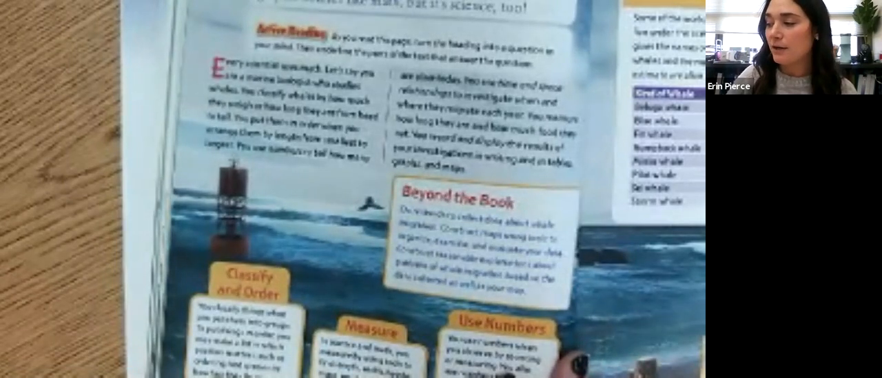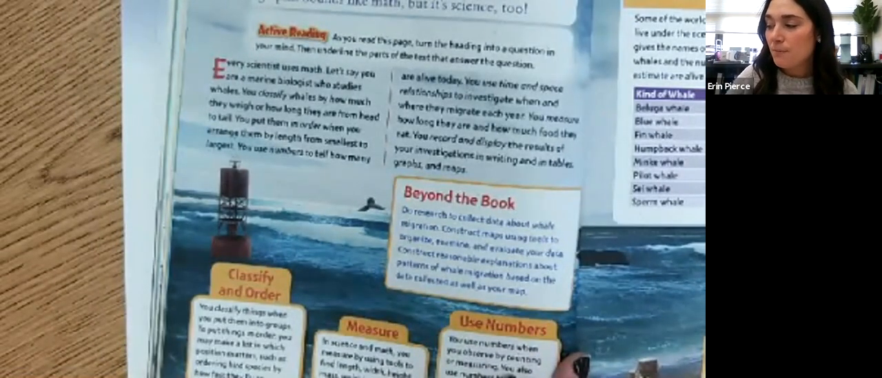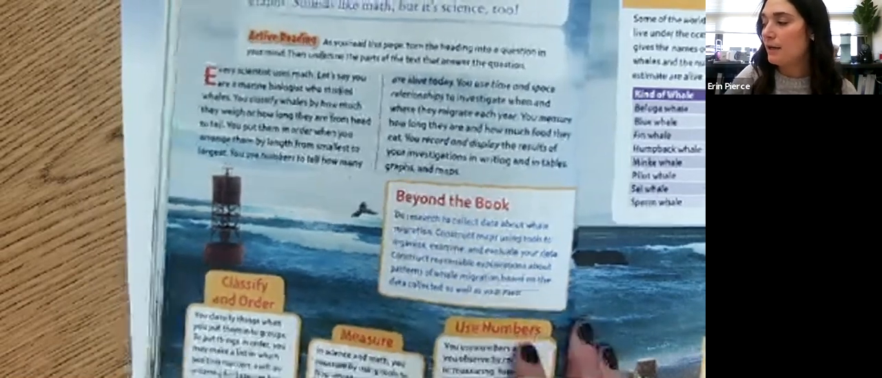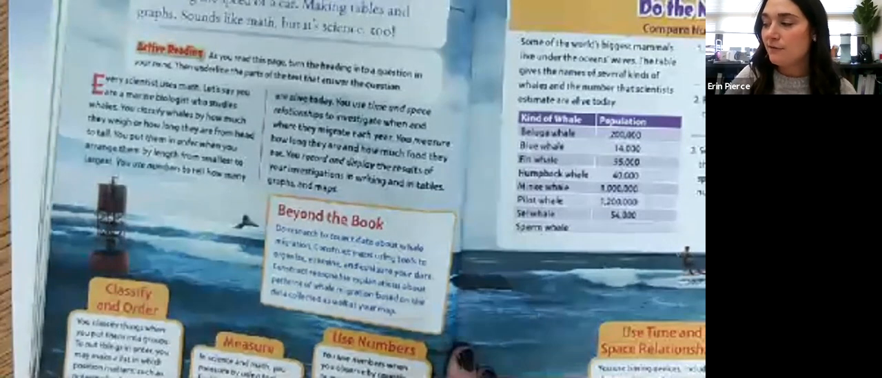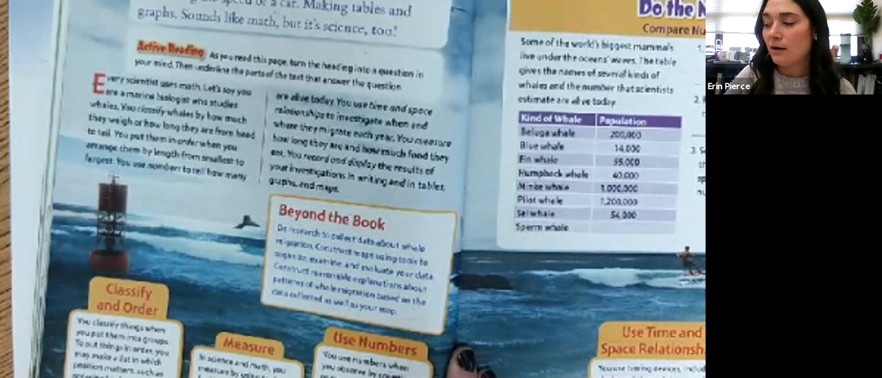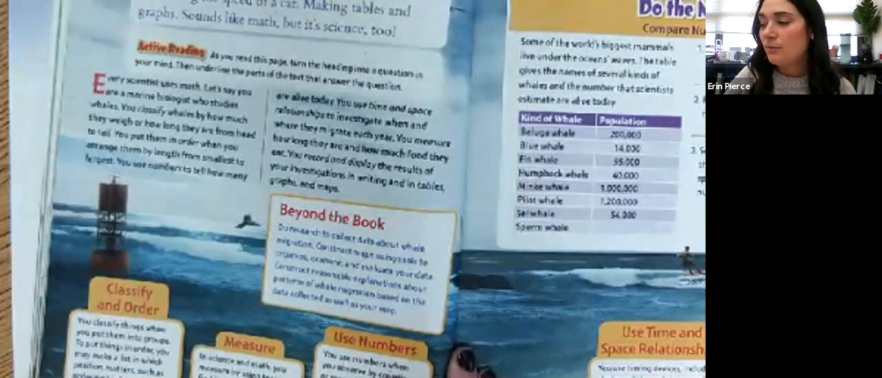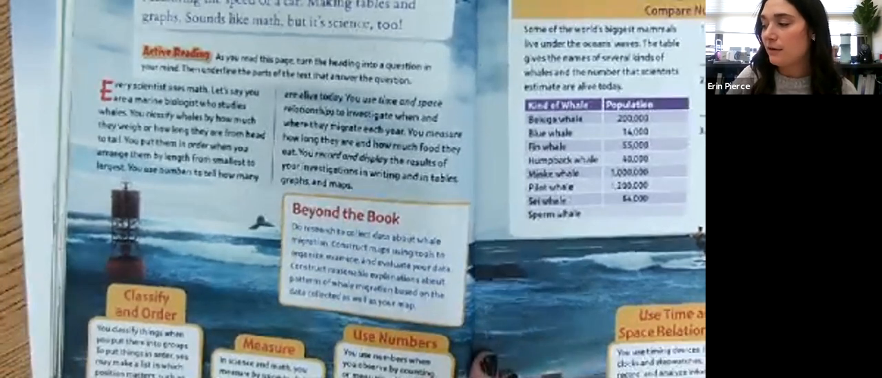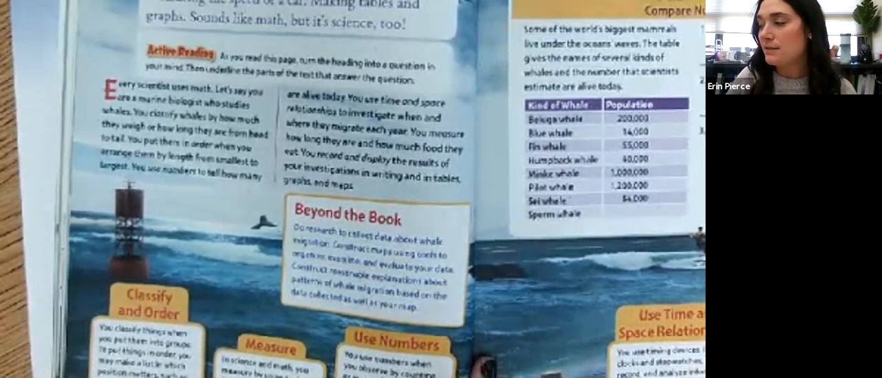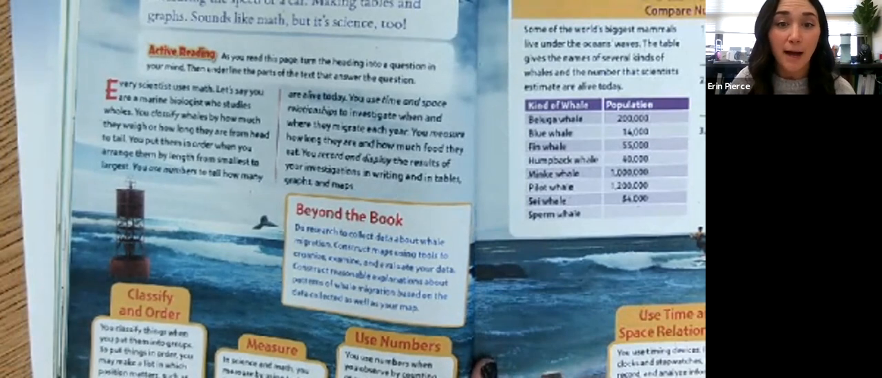You classify whales by how much they weigh or how long they are from head to tail. You put them in order when you arrange them by length from smallest to largest. You use numbers to tell how many are alive today. You use time and space relationships to investigate when and where they migrate each year. You measure how long they are and how much food they eat. You record and display the results of your investigations in writing and in tables, graphs, and maps.